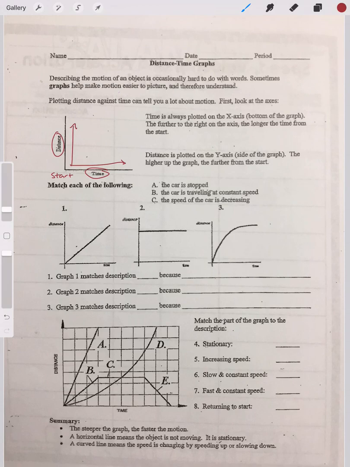So let's look at 3 examples. In the first example, we have a straight diagonal line. Whenever we're looking at speed, we're going to be describing the slope of the line on a distance time graph to be able to determine what's actually happening. So graph 1 matches description B. The car is traveling at a constant speed because the slope is constant.